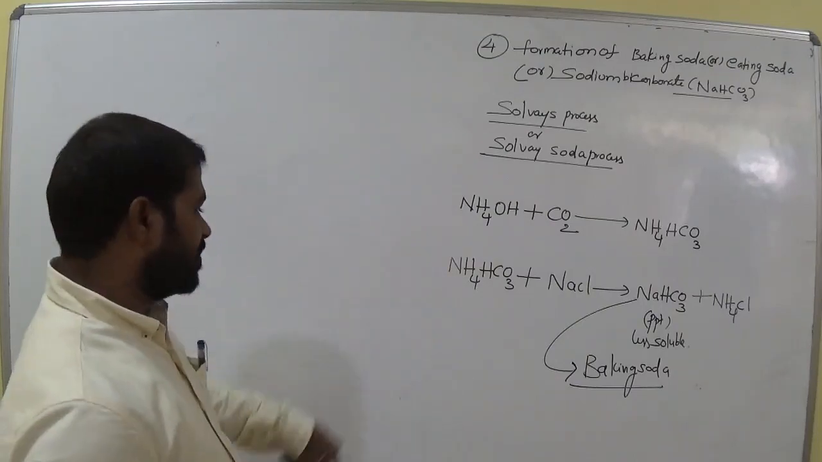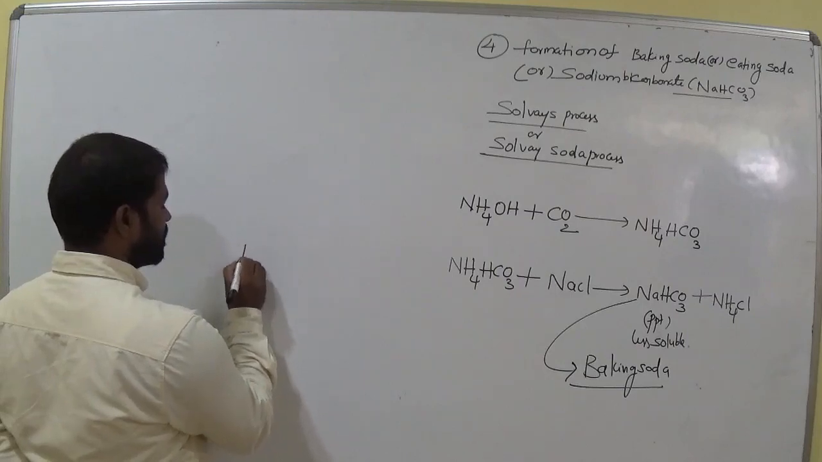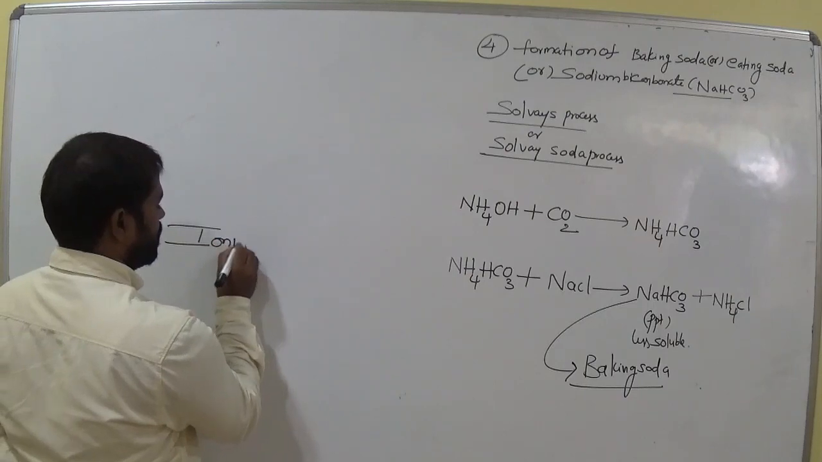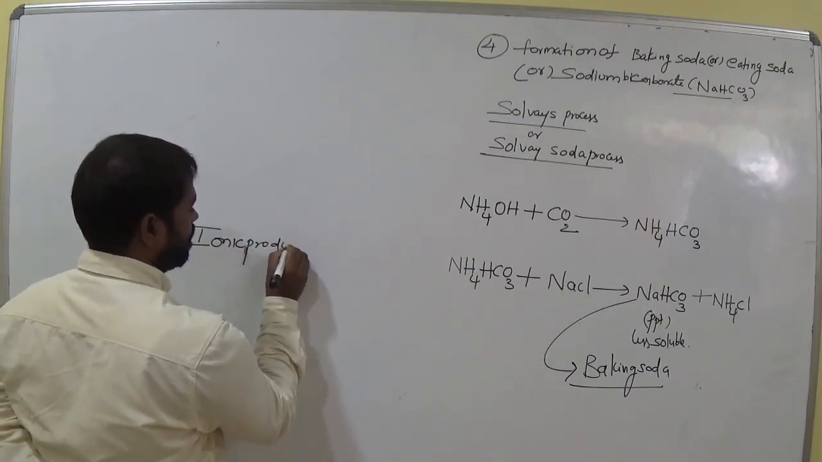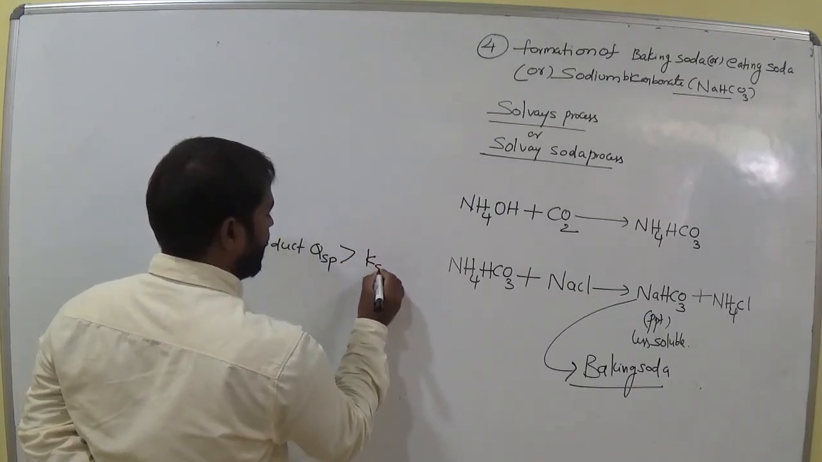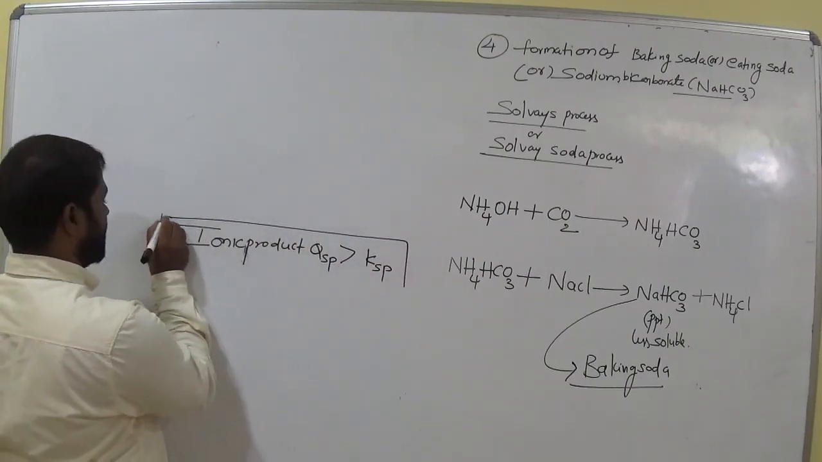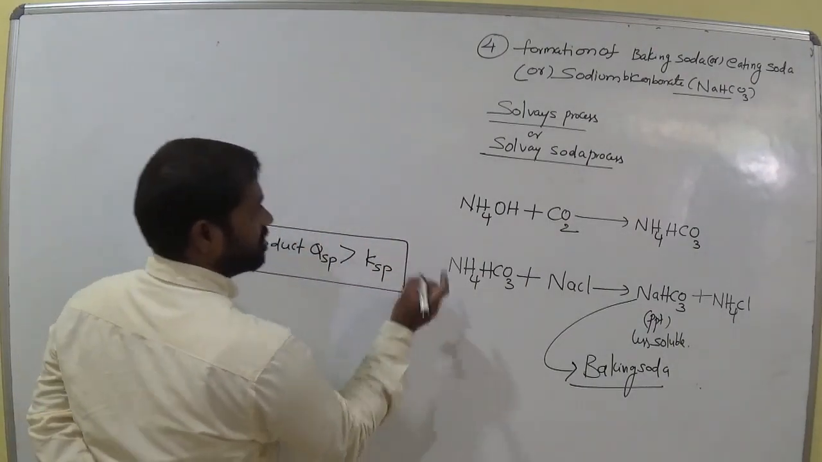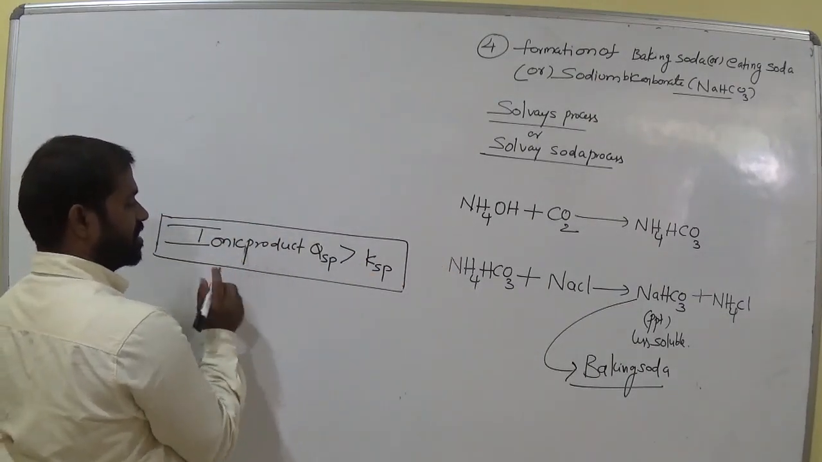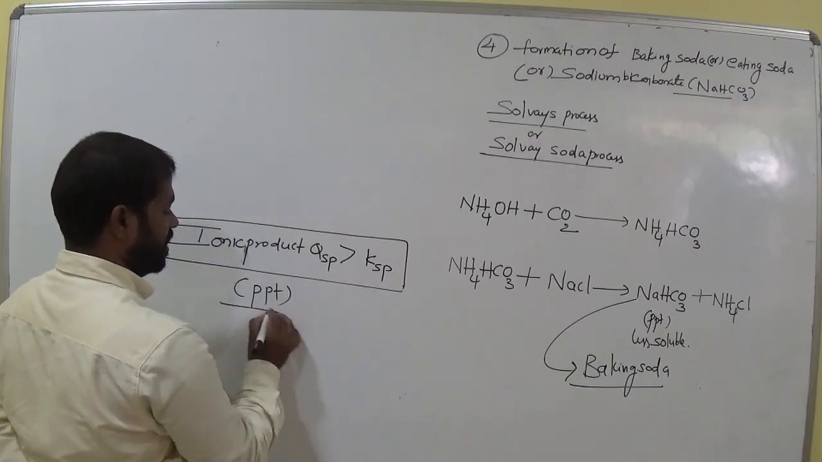So in all the above four applications, the relation is: ionic product QSP is greater than KSP. Remember this. For getting PPT, this is the condition. In all the examples here and above, ionic product QSP is greater than KSP. This is the PPT condition. Then only PPT.